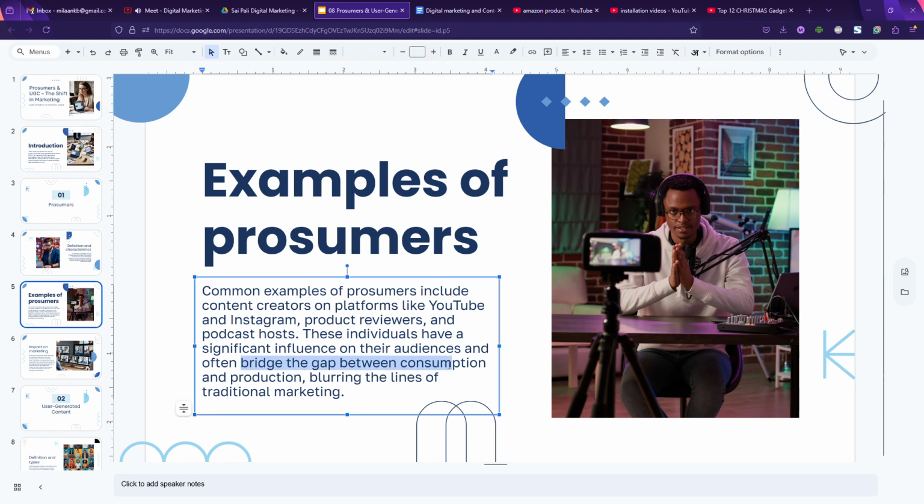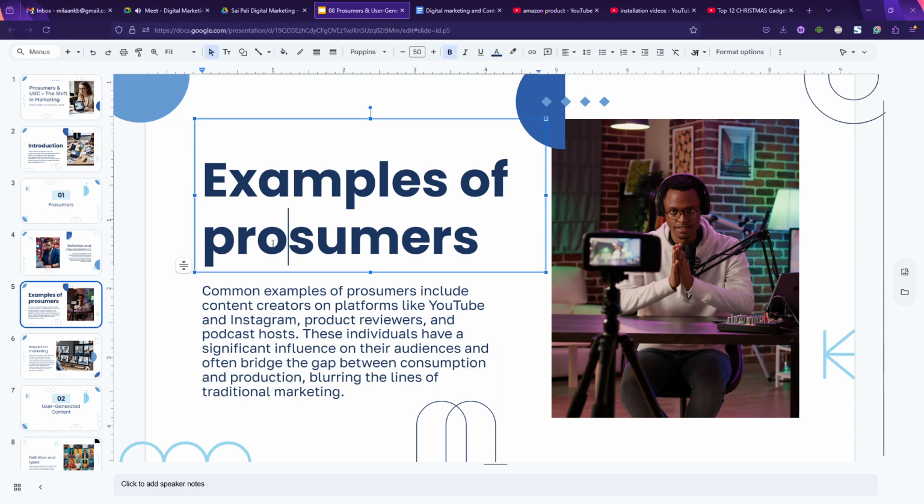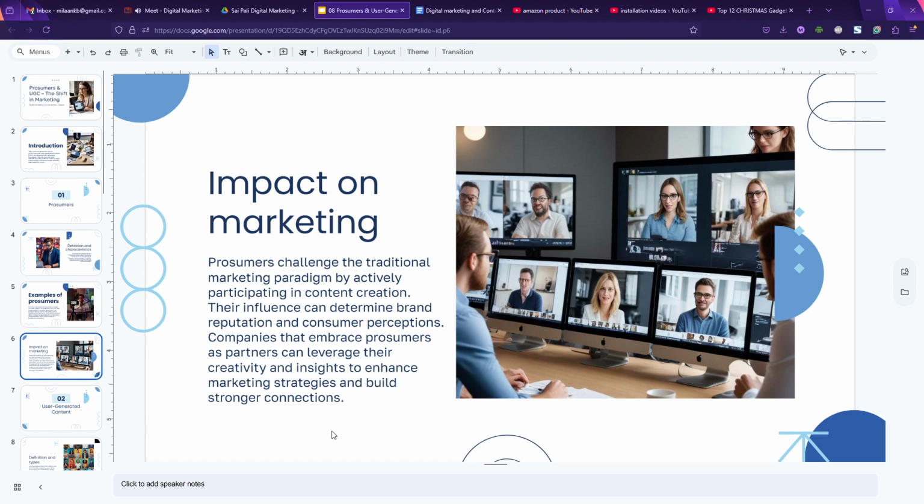It's bridging the gap between consumption and production. They are consuming, they are buying the product, and then they are producing it. So from production, producers, it's pro, and consumers, it's sumers. So it's prosumers.